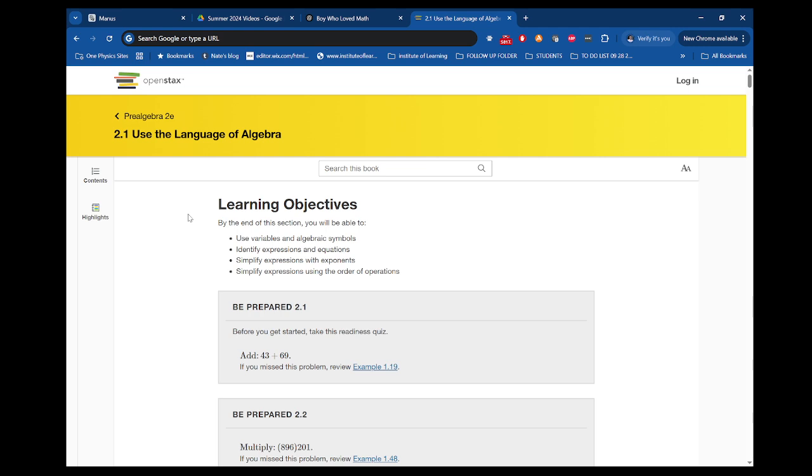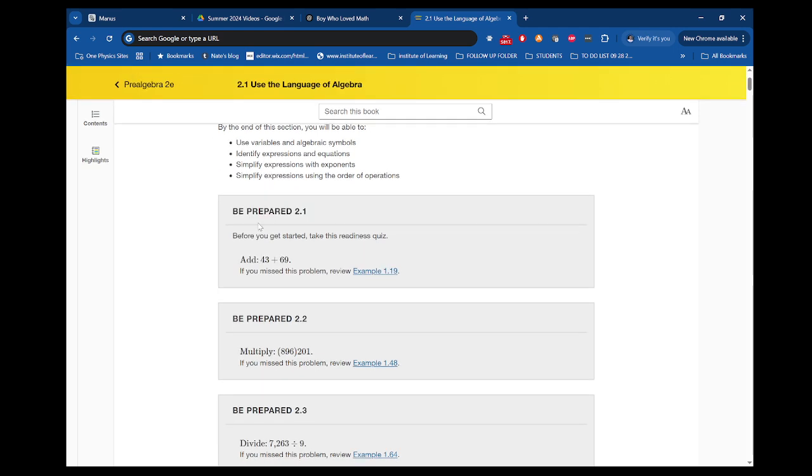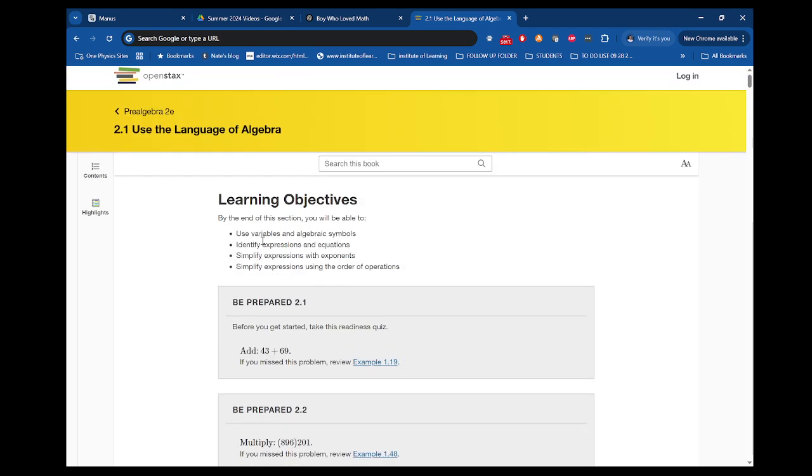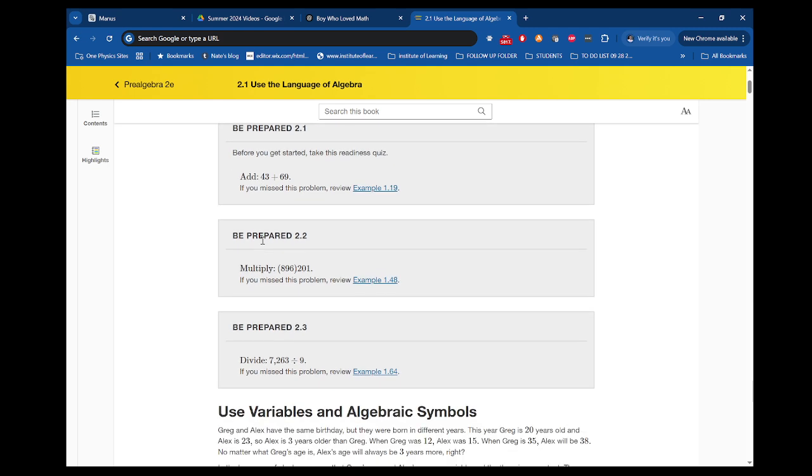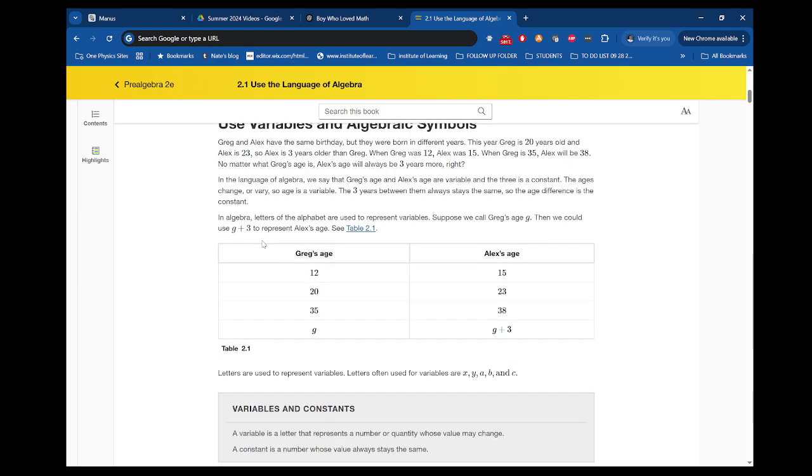We are using the journals as a way to teach people how to take notes. So this is the Use the Language of Algebra section. There are learning objectives, but notice before the lesson, there is Be Prepared 2.1, 2.2, and 2.3. What they're saying is you should know how to do this before you learn the topic.